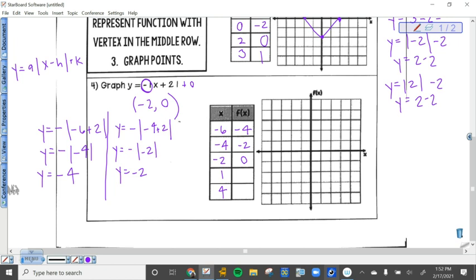Okay. Now let's do 1. y equals negative absolute value of 1 plus 2. y equals negative, what's 1 plus 2? 3. What's the absolute value of 3? 3. So y equals negative 3. Yeah?